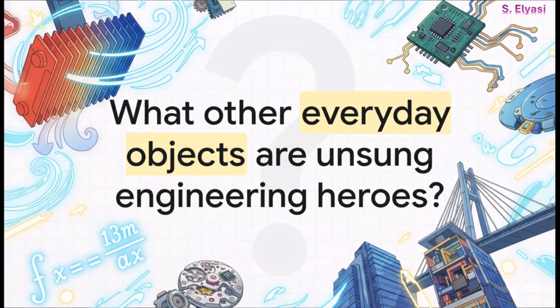So from just a simple strip of metal, we get this whole story of conduction, convection, and calculus that literally keeps our modern world running. The fin is a perfect example of a simple design hiding some incredibly powerful physics. Which, it makes you wonder, doesn't it? What other everyday objects out there are unsung engineering heroes?